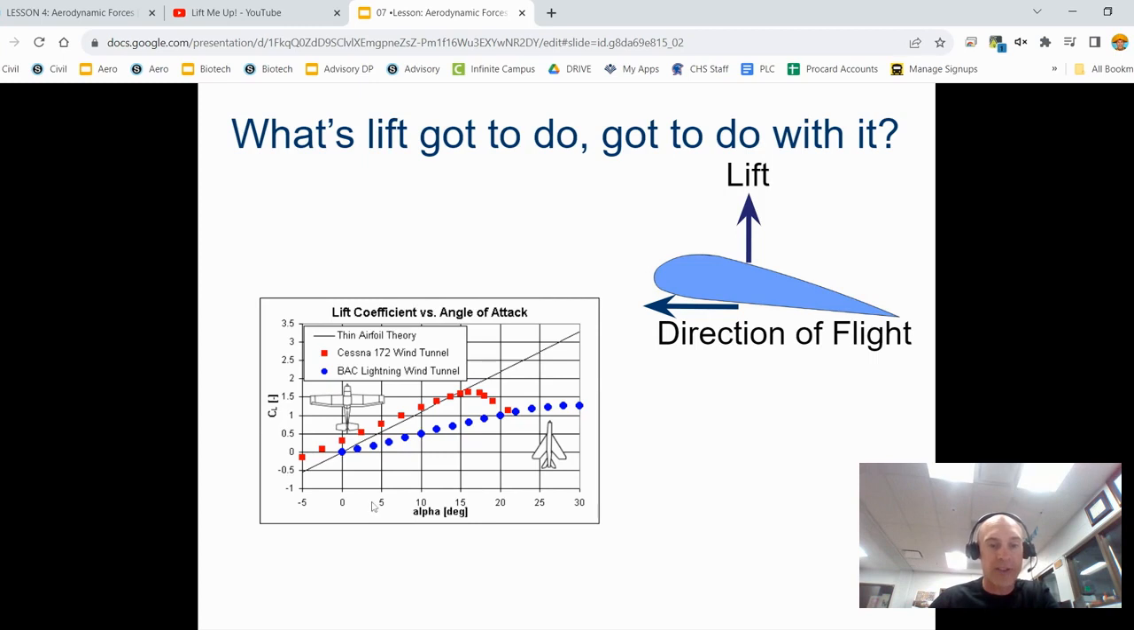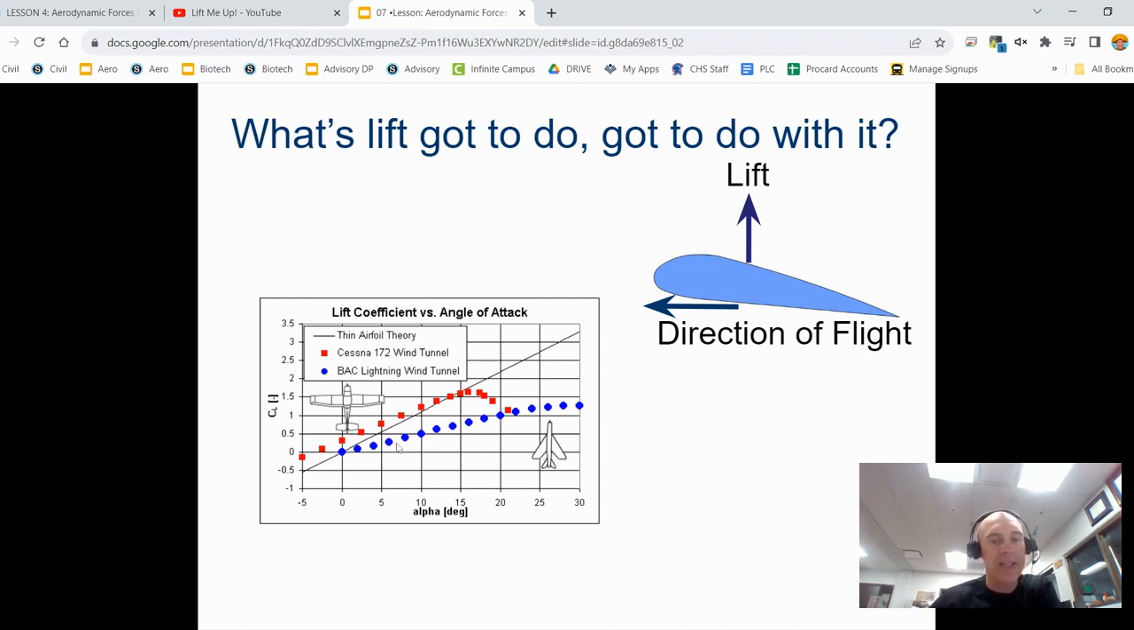And we have a certain angle of attack down here. So, coefficient of lift, angle of attack on the bottom. We figured this out by using a wind tunnel. And so, this Cessna, the red dots here, shows a coefficient of lift that's constantly increasing until we get to about 15 ish degrees, and then it begins to lose some lift, and then right here is where it begins to stall out. Whereas the BAC Lightning has a swept back wing profile.